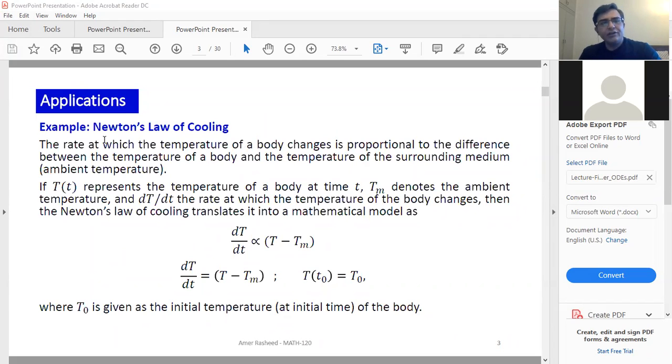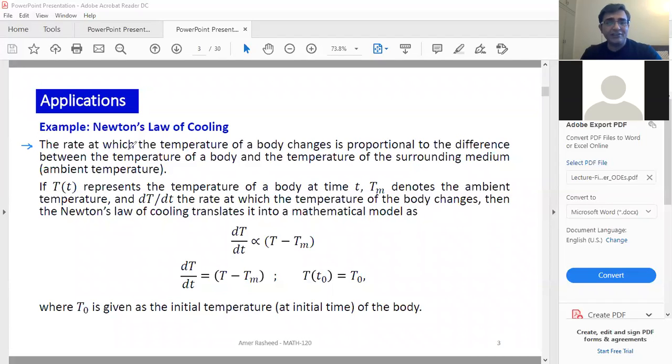What is this? Newton's law of cooling states that if we have any hot object, for example, a cup of tea, its temperature is very high compared to the room temperature. So how does the temperature of the cup of tea decrease with the passage of time? This can be described with the help of Newton's law of cooling.